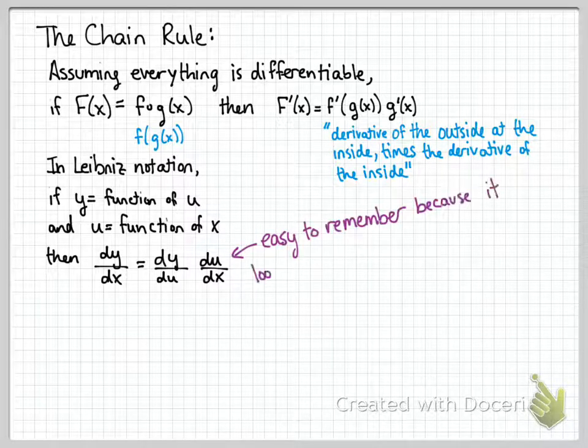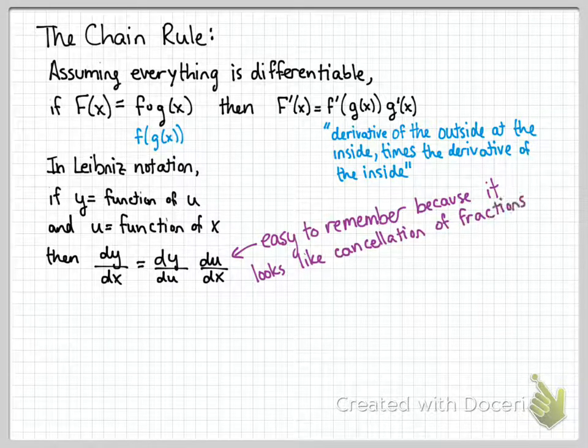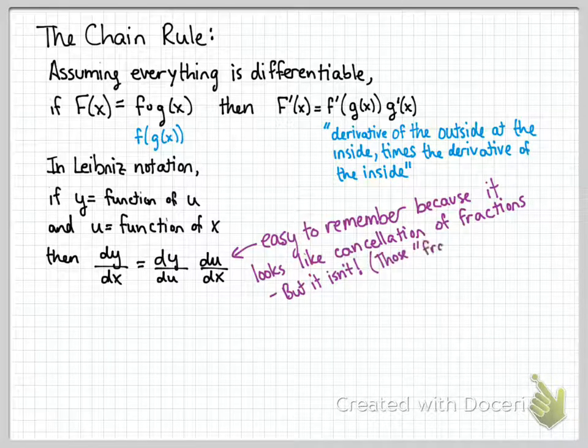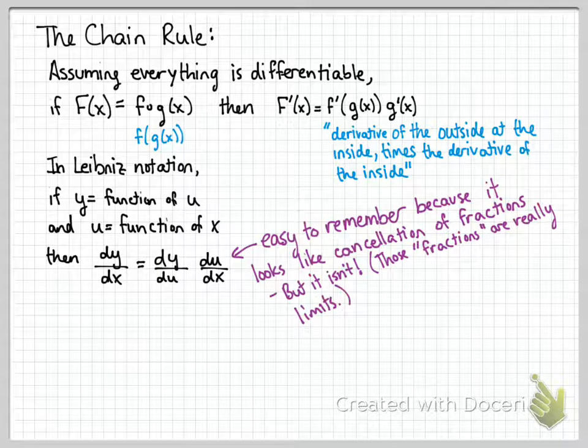That way of writing it is really nice and easy to remember because it looks like we're just multiplying fractions and canceling the du, right? It just looks like we're canceling the du. But that's not what's going on, right? Those aren't actually fractions. Those are limits. Each one of those is a derivative, which means it's a limit. So it's not as simple as just canceling the du's, but it looks like we're canceling the du's, and that makes it nice and easy to remember.